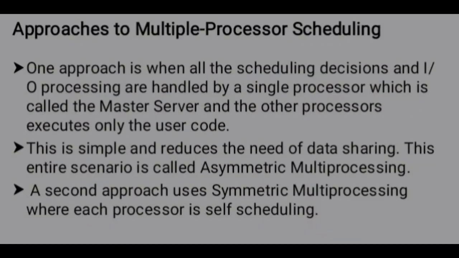Next, approaches to multiple processor scheduling. Let's talk about two ways to manage multiple processors. One is asymmetric and another one is symmetric. First we see asymmetric multiprocessing. Imagine one master processor calling all the shots. It handles all the scheduling decisions, deciding which task runs where, and all input output operations. The other processors are just workers executing the actual program. This is simple to implement and reduces the need for processors to share data directly. But the master processor can become a bottleneck.